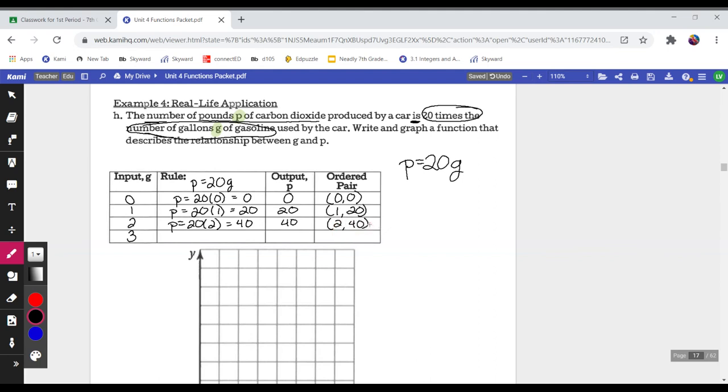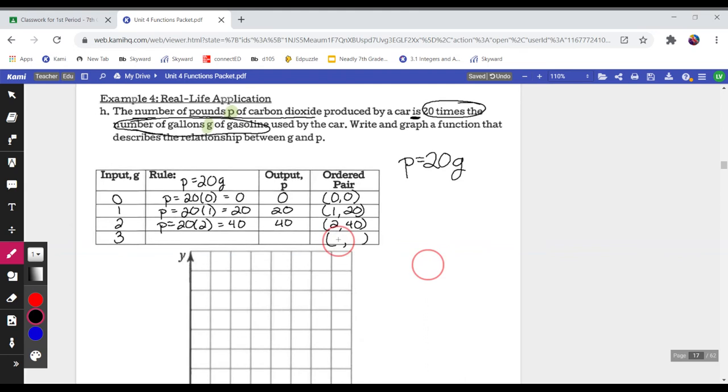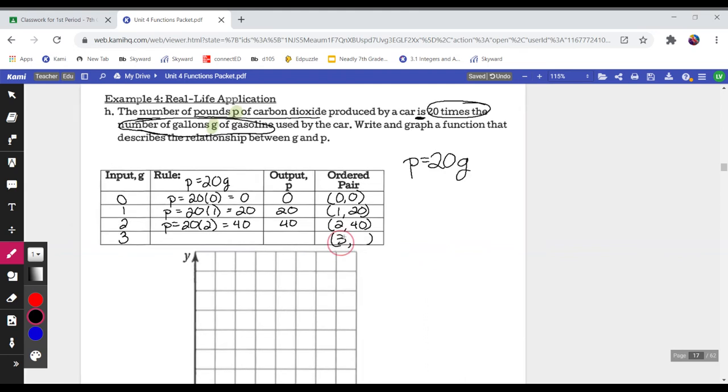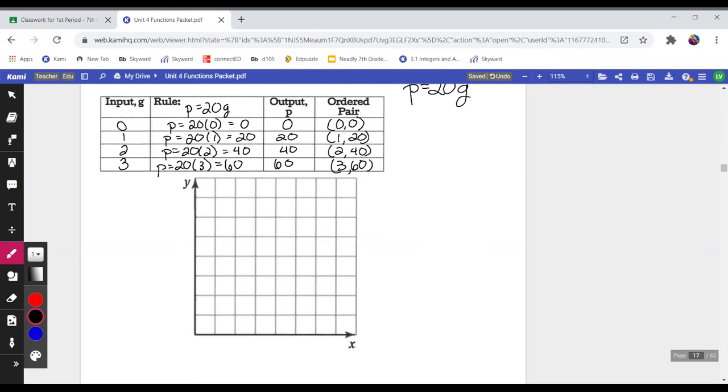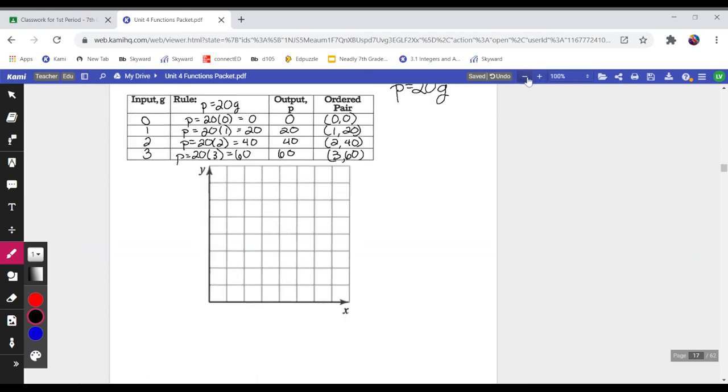Well, before I go and use my rule for my last point, I can make a guess for my ordered pair. My x's are increasing by 1, and my y's are increasing by 20. So the next ordered pair should be 3, comma 60. So when I go in, I replace my G with 3. That becomes P equals 20 times 3, which is 60. So my ordered pair is 3, comma 60. I agree. Perfect.